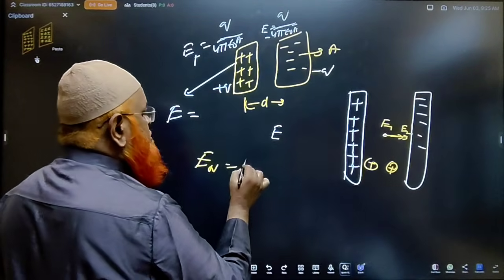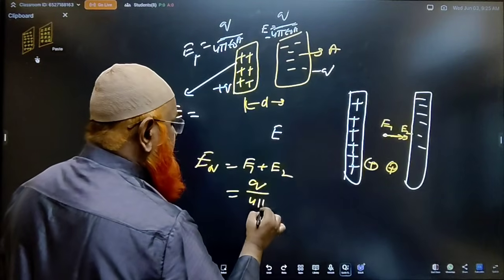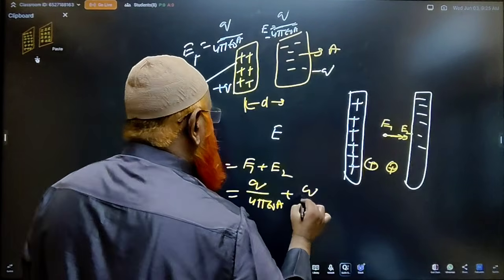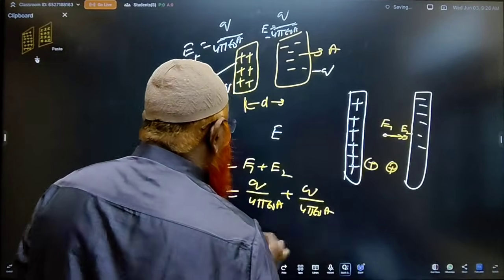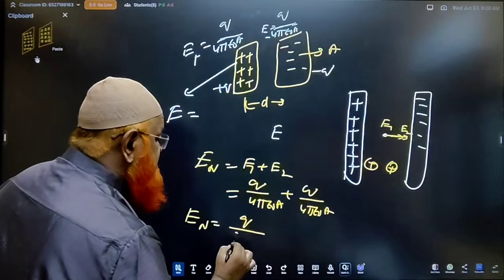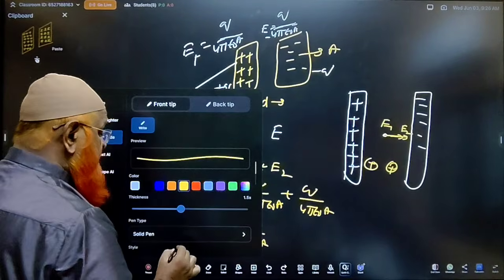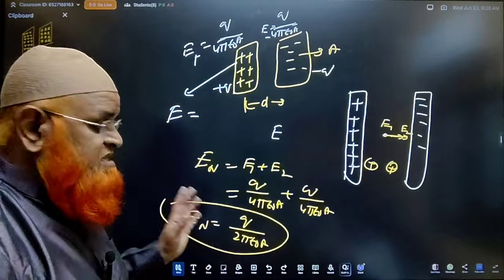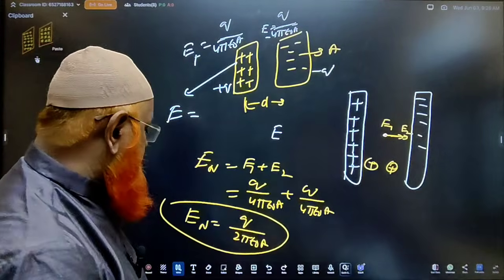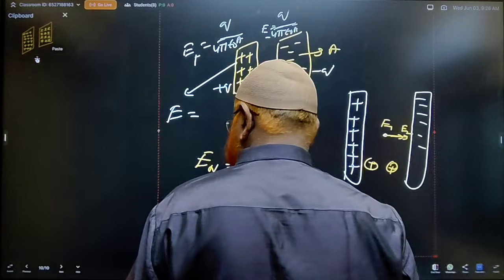Therefore, E net is equal to E1 plus E2, which is nothing but Q by 4 pi epsilon naught into A plus another Q by 4 pi epsilon naught into A. So therefore, E net, a quarter plus a quarter becomes a half, is going to be Q by 2 pi epsilon naught into A. That is the net electric field intensity because of the capacitor. Okay, hope you're understanding what I'm saying now. Electric field intensity because of a capacitor is this one.